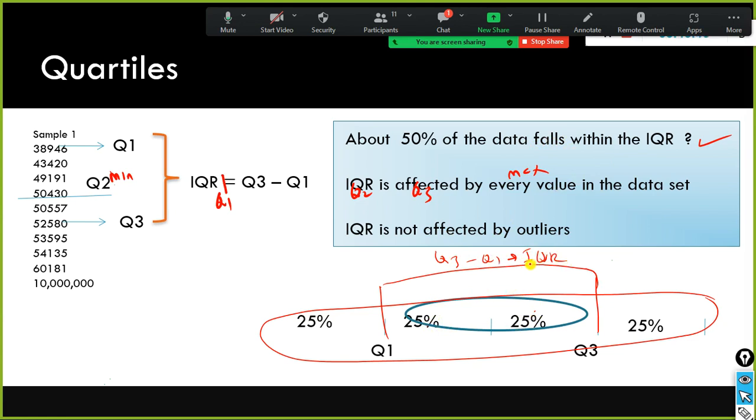Now you tell me, IQR is affected by every value in the data set. Is that true here? No, right? It is false. Why? Because only Q3 and Q1 are taken into account. You are finding the difference between Q3 and Q1. That is what your IQR. Hence, IQR is not affected by every value. The other values are not considered here, right? IQR is not affected by outliers. This is what you need to remember.